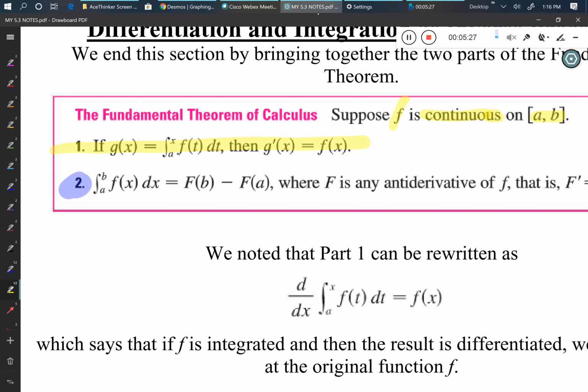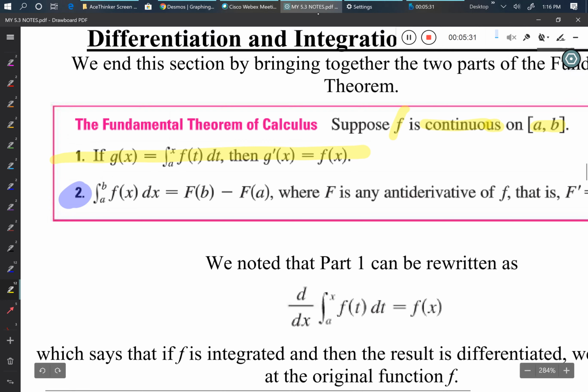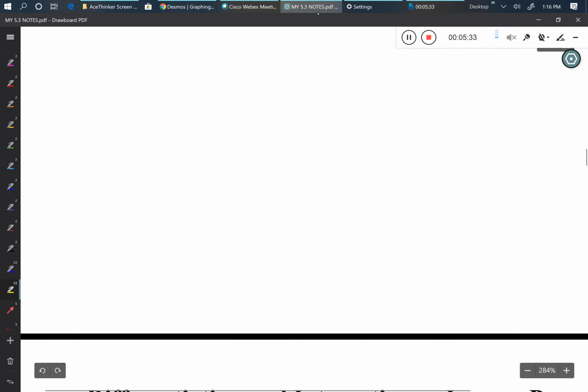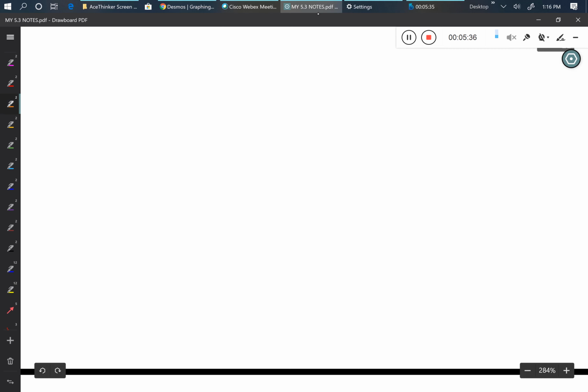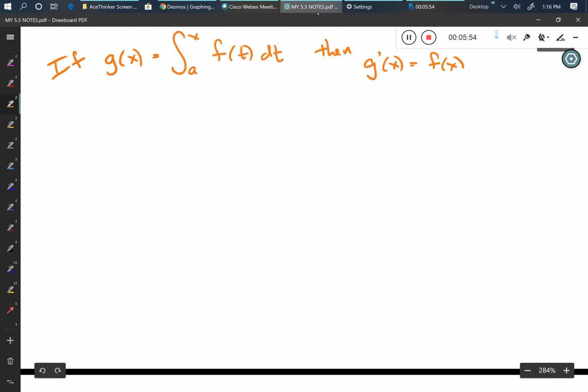Now you might be asking yourself, what? So let's take a look at what this means. I'm going to come back up here because I have some space. It's an if-then statement, right? It says if g of x is equal to the integral from a to x of f of t dt, then g prime of x is just equal to f of x.